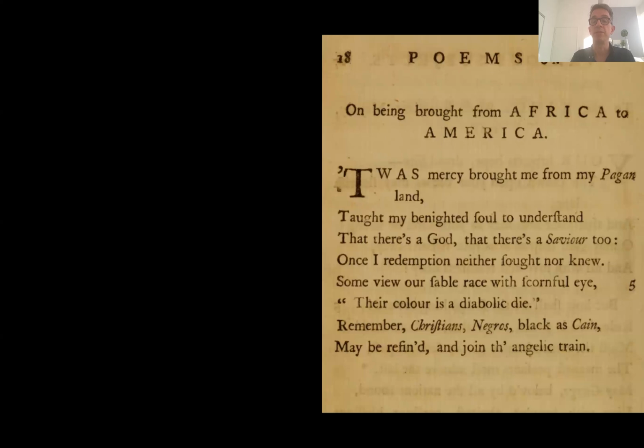Once I redemption neither sought nor knew. Some view our sable race with scornful eye. Their color is a diabolic dye. Remember, Christians, Negroes, black as Cain, may be refined and join the angelic train.